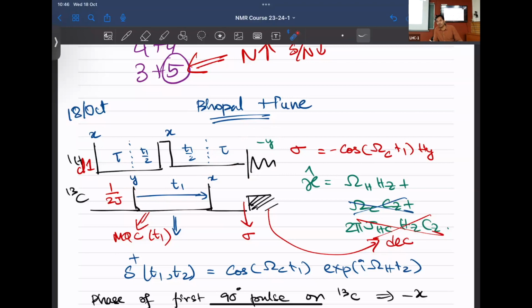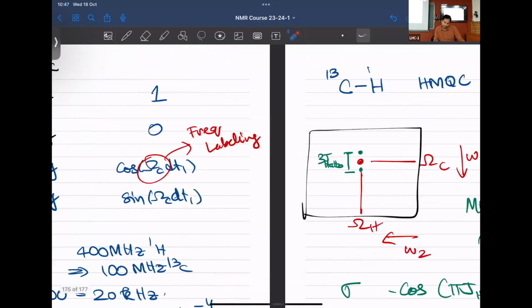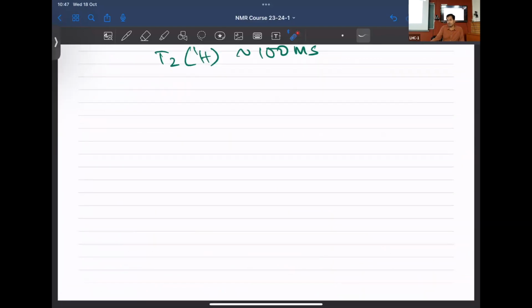Therefore, if you have more and more pulses, more and more transfers, it's just going to be less and less sensitive. It does give you the exquisite information, but the sensitivity does take a hit. And therefore, the total measurement time gets implicated. Let me repeat again. I'll be happy going slower so that you guys get these aspects. Any questions from Pune? Feel free to ask.